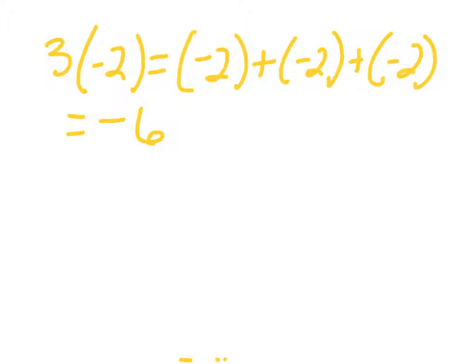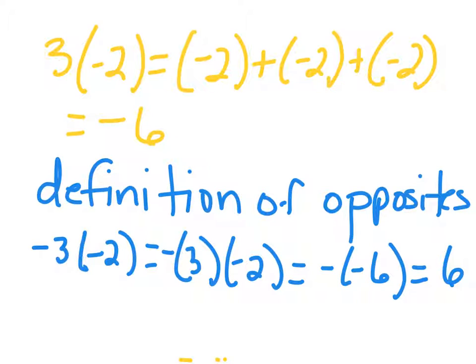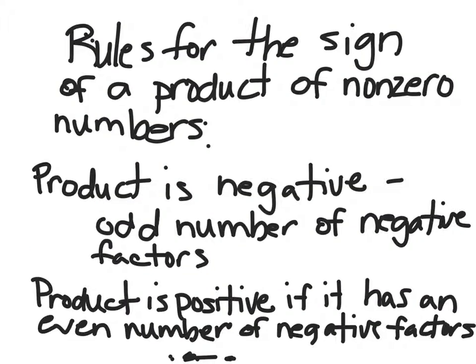Using the definition of opposites, we have the negative of 3 times negative 2, which equals the negative of negative 6. And we're going to get the opposite of the negative, which is a positive, which equals 6. Okay, so my handwriting is bad because of my cat, but I'll do this.